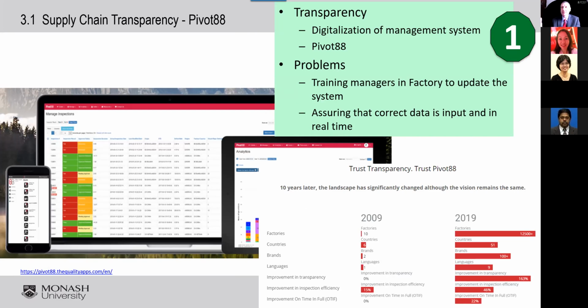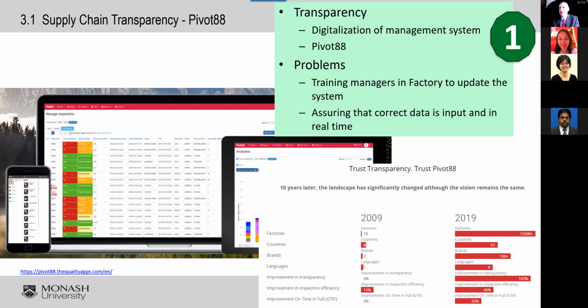So transparency, Pivot 88, they're a startup. In 2009, they started with 10 factories. They put tablets in the factories, and the people in the factories update factory processes by keying in data into the tablets at different times during the day, so their customer on the other side of the world can actually see the progress of different lines of product orders, and they can stop and start at any time.